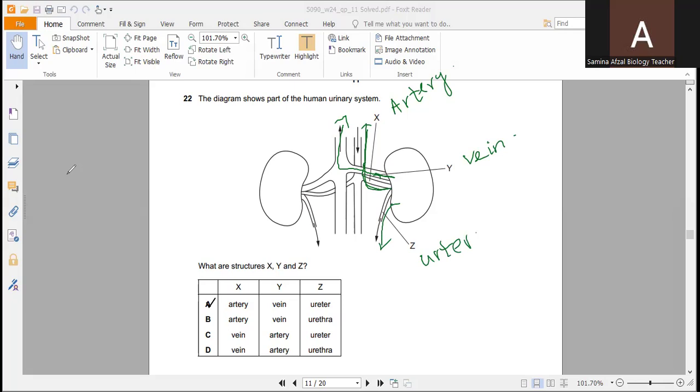So A is the correct option. In the next, B, C, D are not the correct options. Only A is the correct option, as I have labeled the whole diagram.